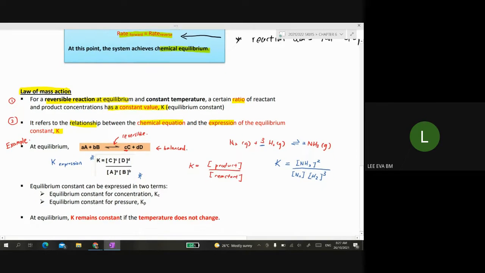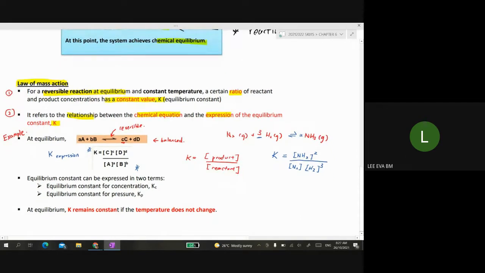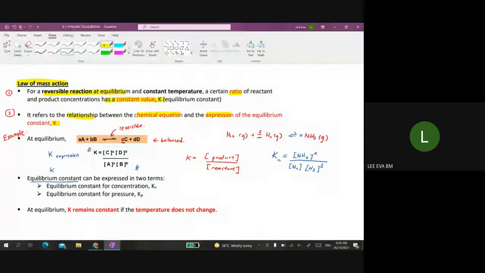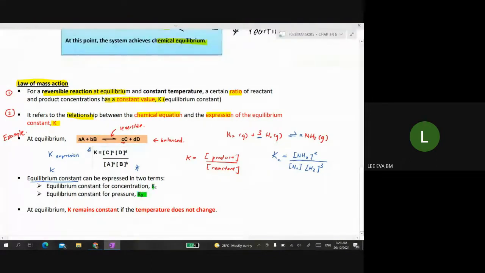Alright. So for this equilibrium constant K, you must recognize that the symbol is a capital K, and it can be expressed in 2 terms. The first one is the equilibrium constant for concentration, Kc, which is what we did just now; Kc because the square brackets represent concentration. And then we also have the equilibrium constant for pressure, represented by the symbol Kp. So Kc is concentration, Kp is partial pressure.